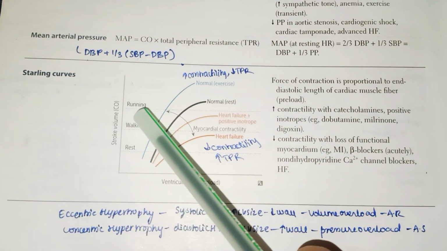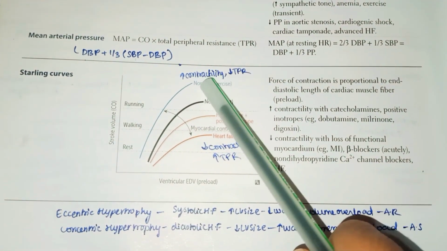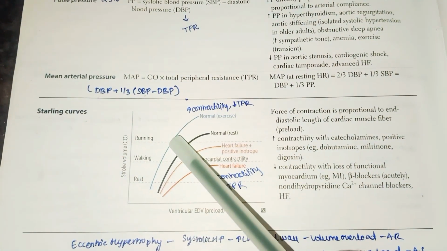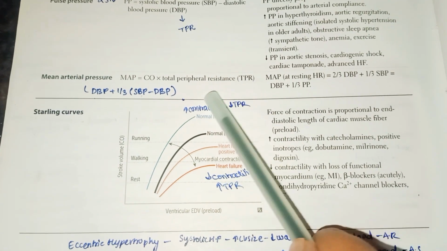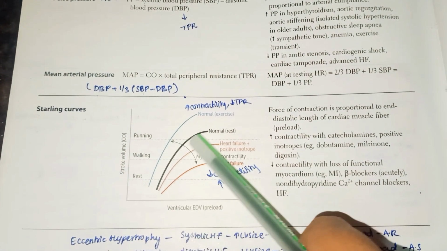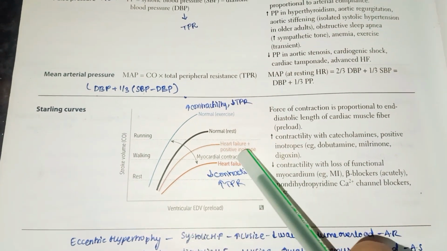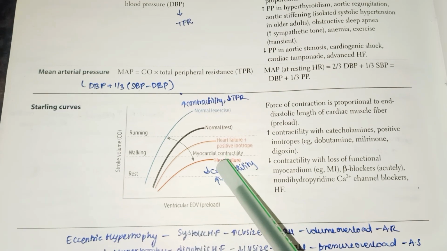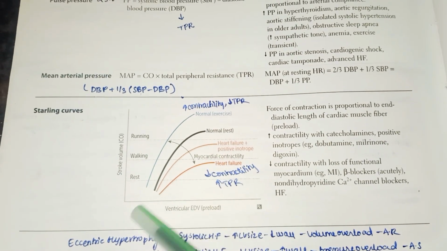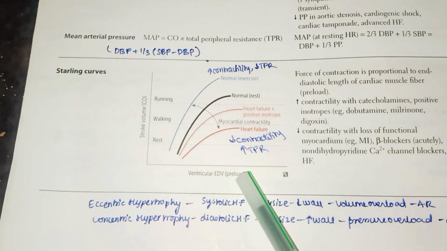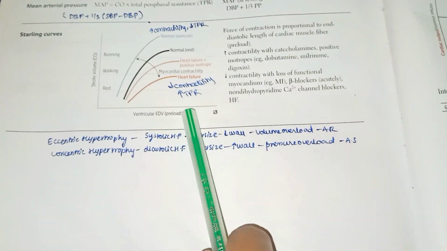So this we need to understand in the Starling curve. Here you can see in running, contractility will increase, because in the starting of exercise both your heart rate and stroke volume will increase, right? So contractility will increase, total peripheral resistance will decrease. Whereas at rest you can see it is somewhat lower. In heart failure and with positive inotropes, you can see how the curve is. This is myocardial contractility. In heart failure, you can see contractility is decreased and total peripheral resistance is increased. So this is the Starling curve.